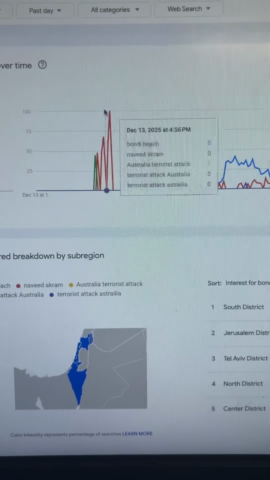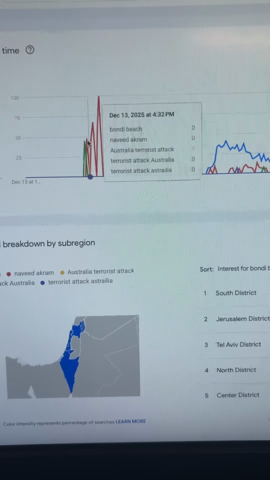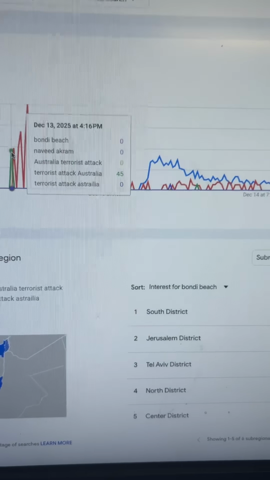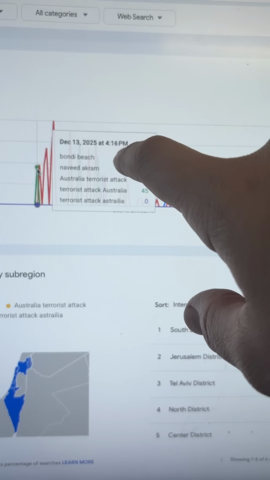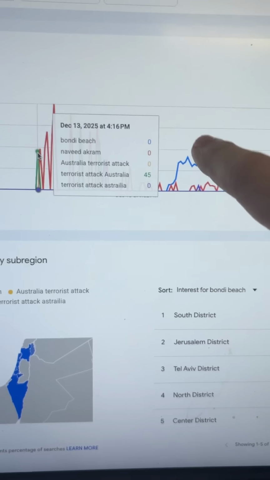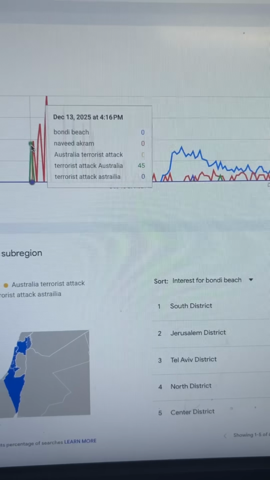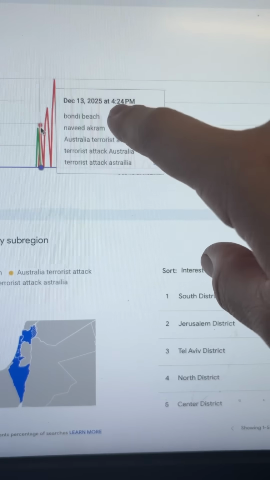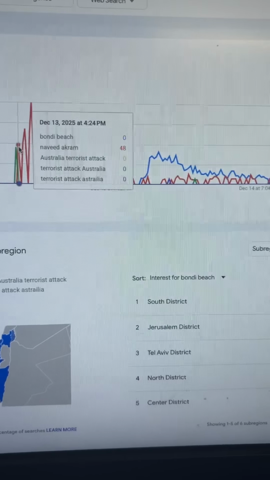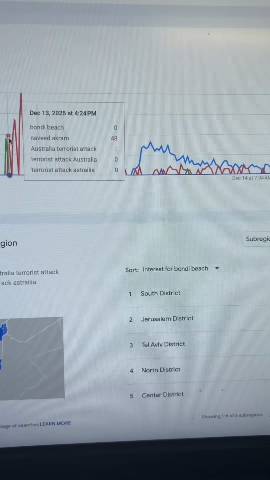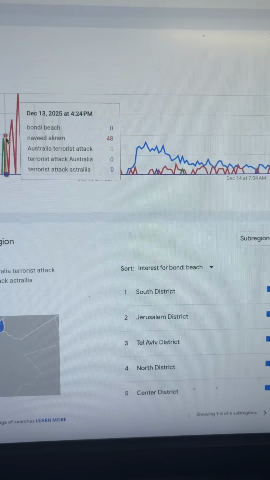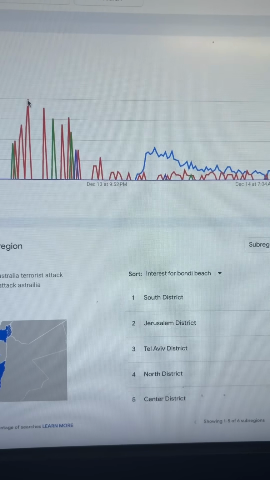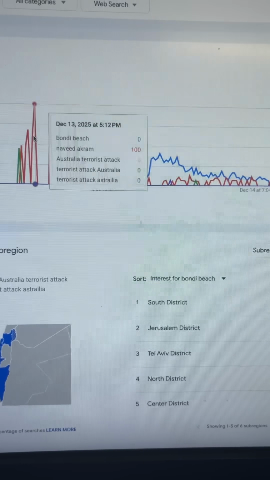But look, Naveed Akram's name is being searched all the way to terrorist attack. Look, terrorist attack Australia was searched 45 times at 4:16 p.m. Remember, the attack was 11:45. It was here. So Naveed Akram's name was being searched 48 times in Israel at 4:24 p.m. This is not 11:45 p.m. This is hours before 11:45. His name was searched 100 times here at this hour.